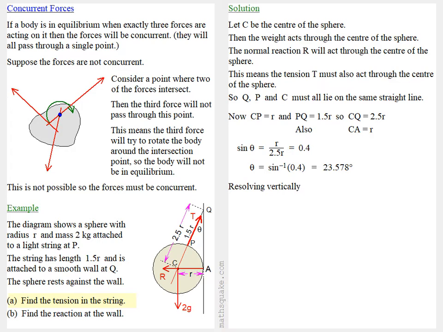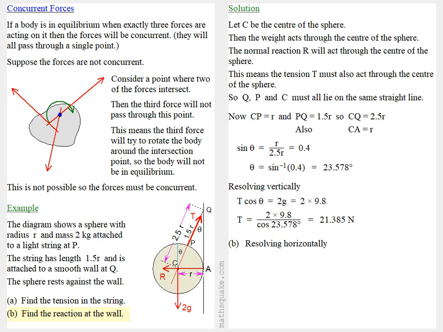So resolving vertically and marking angle theta, we've got T cos theta equals 2g, or 2 times 9.8. So T is equal to 2 times 9.8 over the cosine of 23.578 degrees, which is equal to 21.385 newtons. Now in part B, we're asked to find the reaction at the wall.